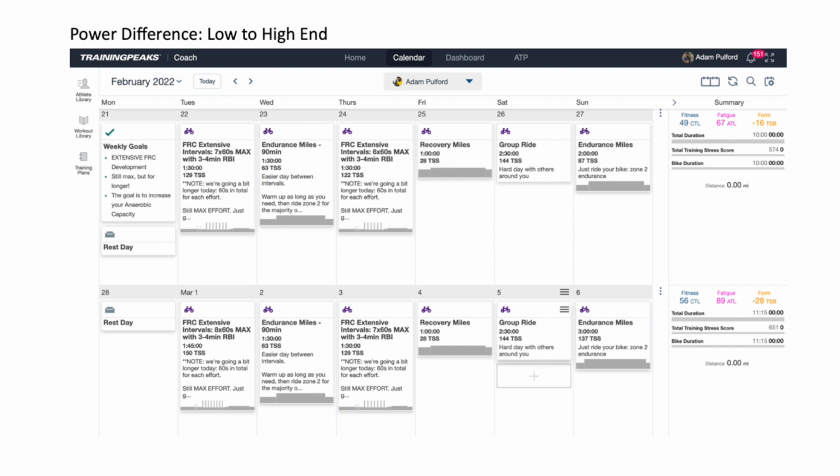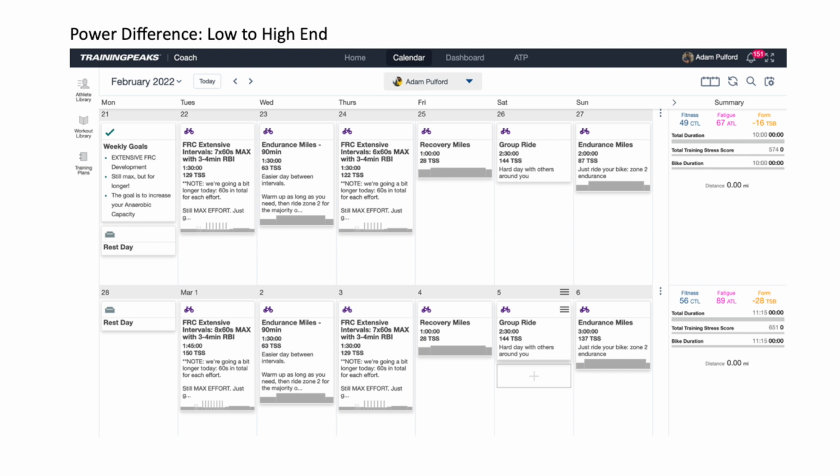And these Tuesdays and Thursdays, I start with 7 by 60 seconds, or 7 by 1 minute, with 3 to 4 minute recovery in between. Thursday is 6 by 1 minute with 3 to 4 minute recovery in between.